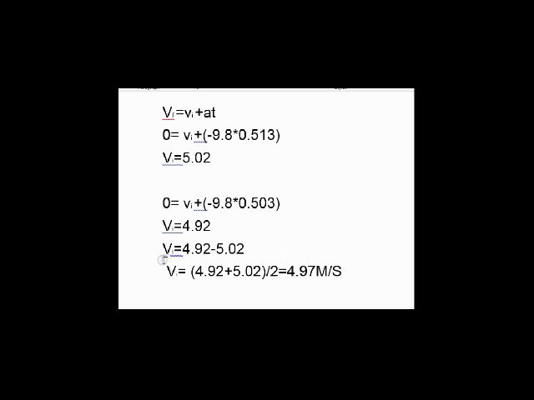So now we know the initial velocity is between 4.92 and 5.02. So we can consider the intermediate point of this interval as the final initial speed of the dart. From this equation we can get the final initial velocity of this dart is 4.97 meters per second. So now we get the initial velocity.